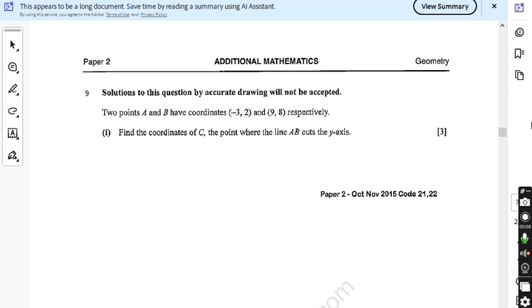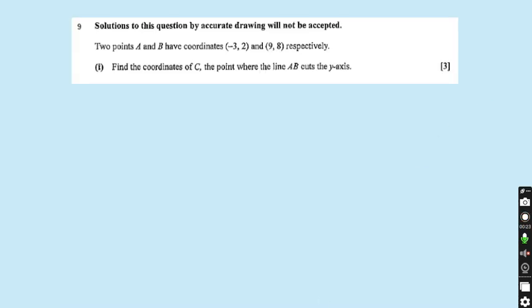Students, in the last lecture we did question number 8 from past papers of coordinate geometry. Today we are going to start question number 9. This question came in October-November 2015, paper 2-1 and 2-2. Let's have a look. Question number 9. Solution to this question by accurate drawing will not be accepted.